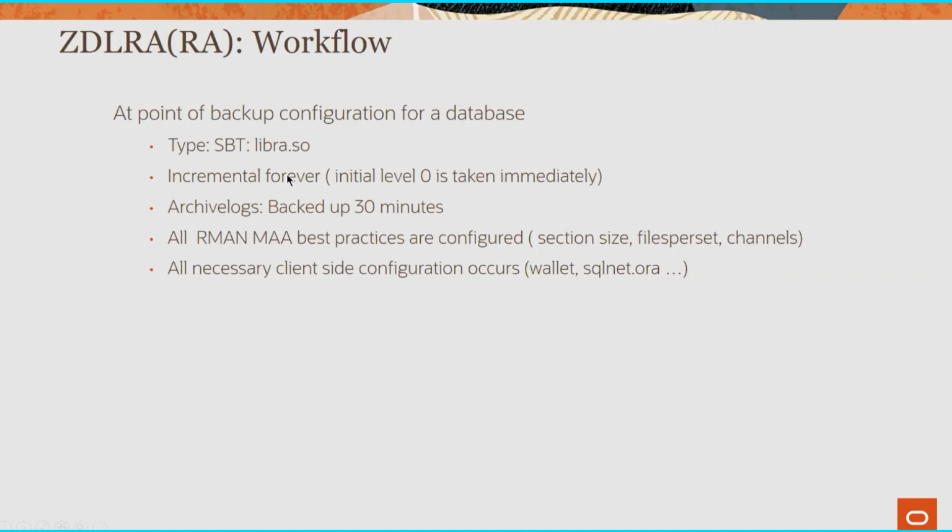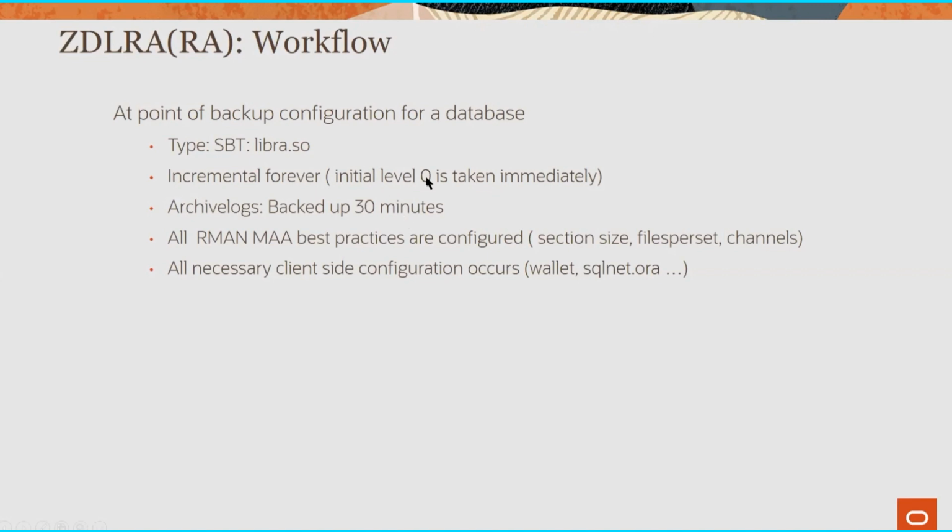RMAN will use an incremental forever policy or backup script, and the initial level 0 will be taken immediately after the backup configuration is done. Archive logs are also backed up every 30 minutes. These two are driven by a crontab entry that's dropped in on the system, and that will run based on a schedule.